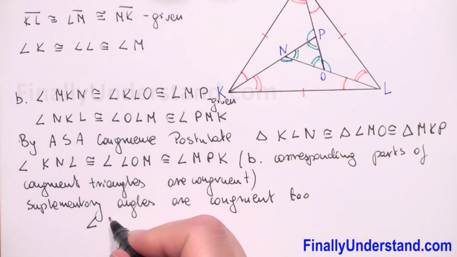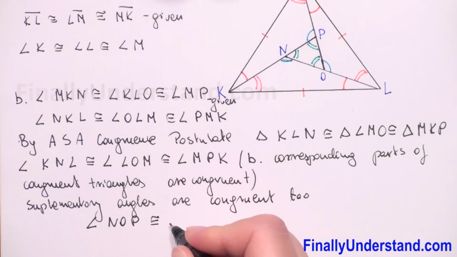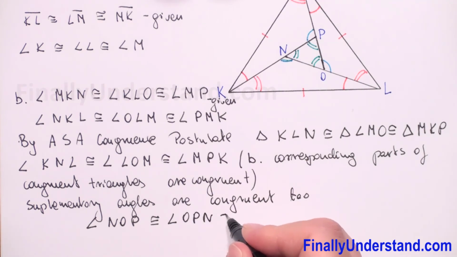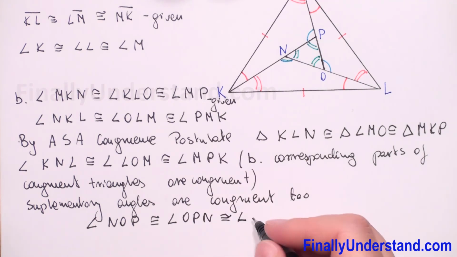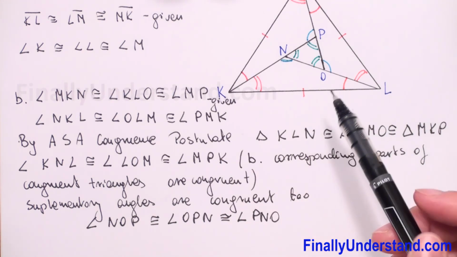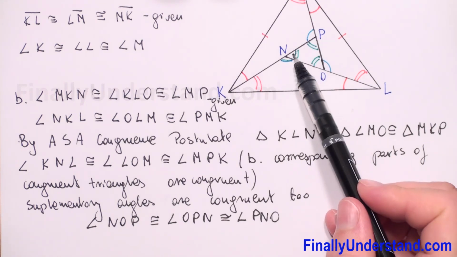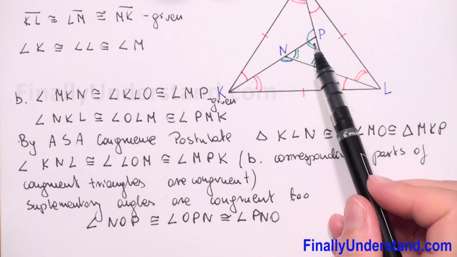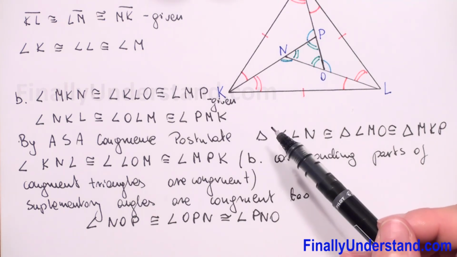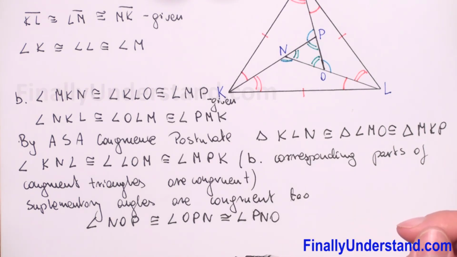is congruent to angle OPN and is congruent to angle PNO. So we had these three angles congruent. So we have here three congruent angles. And if a triangle is equiangular, then it is equilateral.